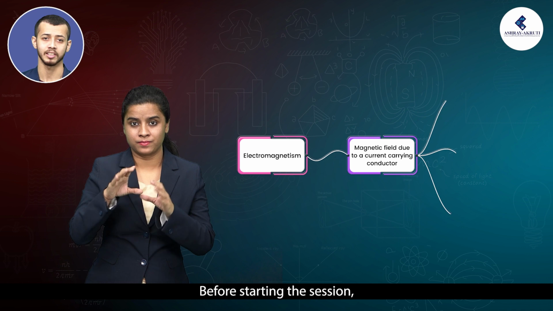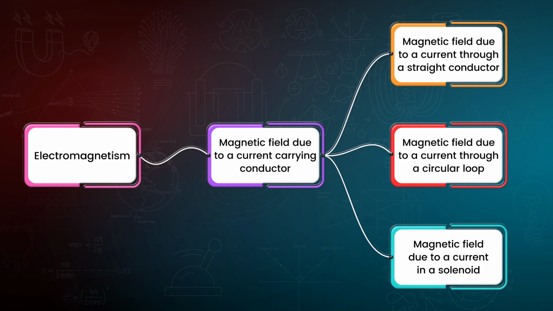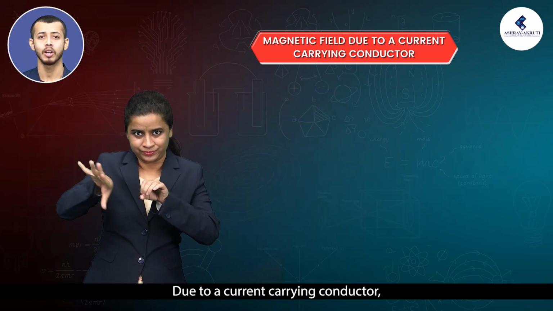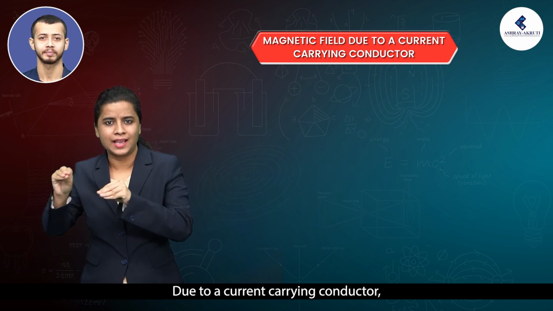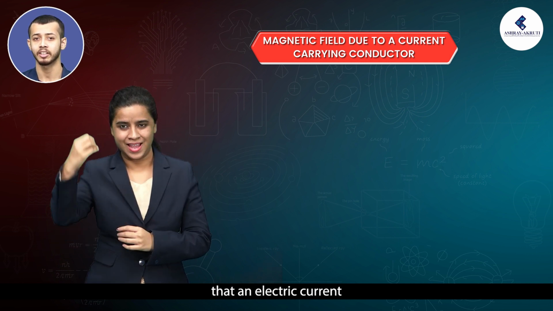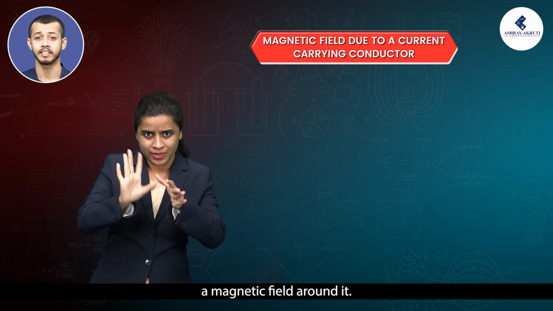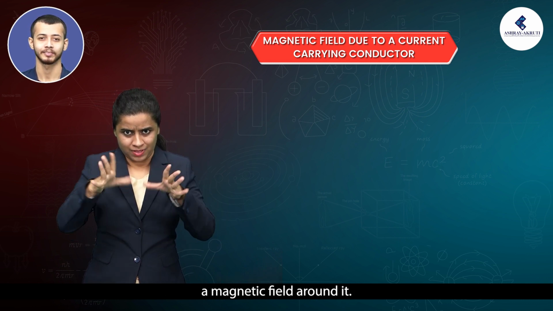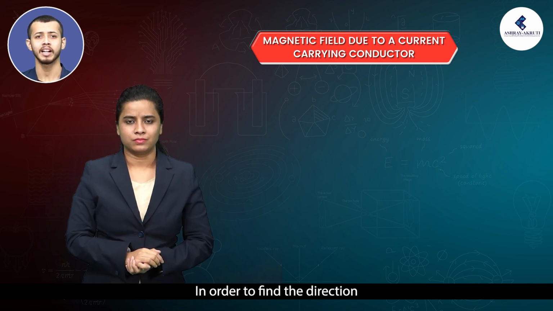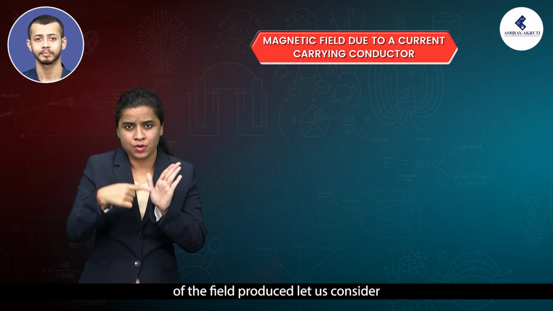Before starting the session, let's look at this concept map. Magnetic field due to a current carrying conductor. We have already studied that an electric current through a metallic conductor produces a magnetic field around it. In order to find the direction of the field produced, let us consider an activity.